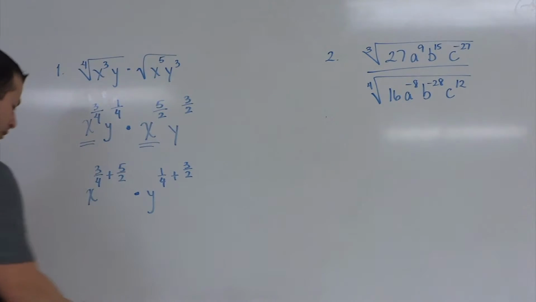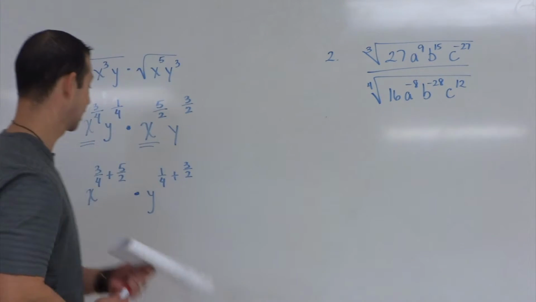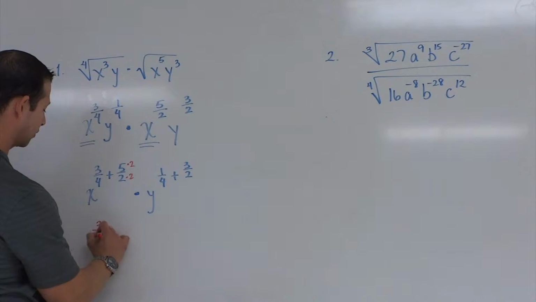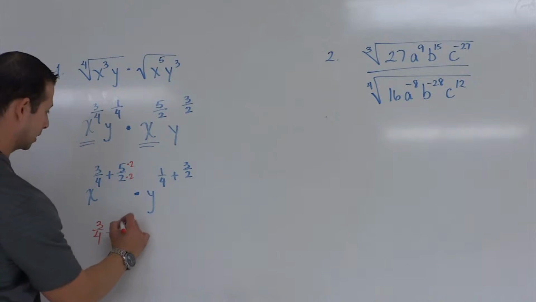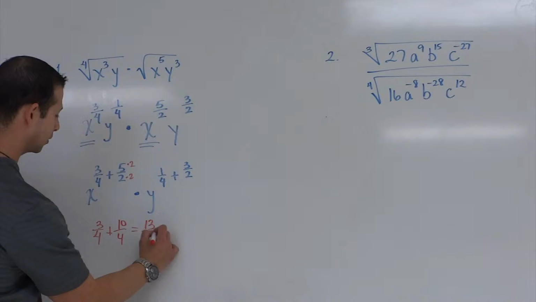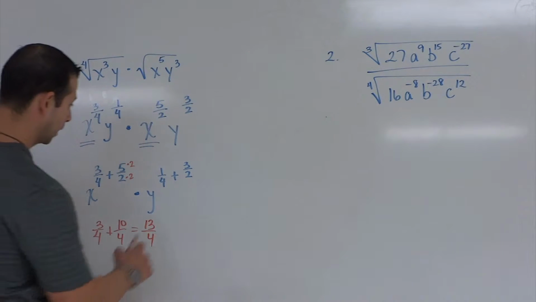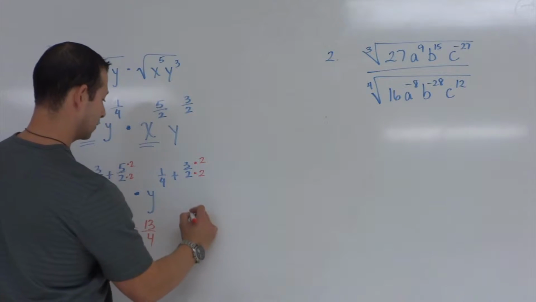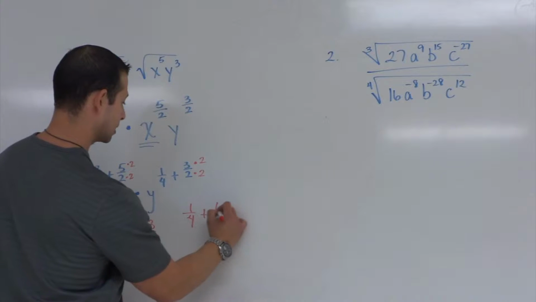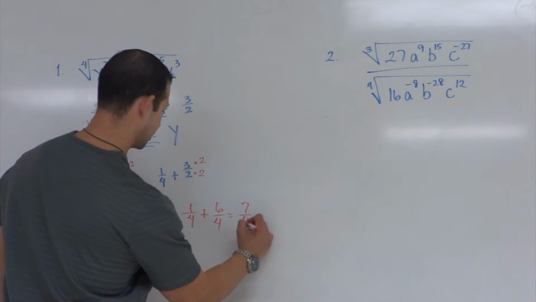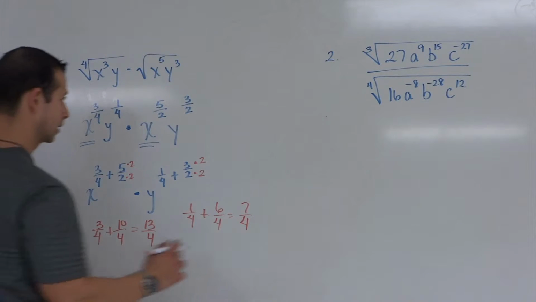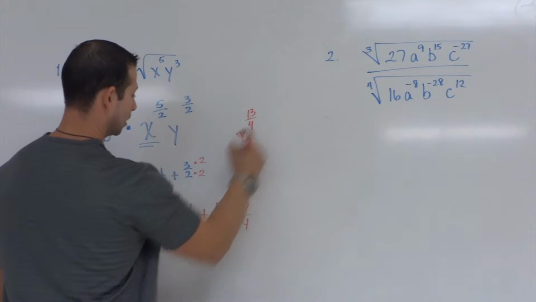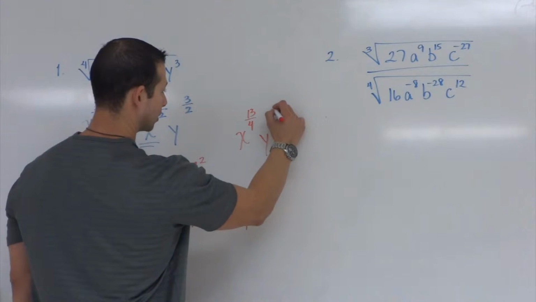Okay, now just like you remember from elementary school, you're going to go ahead and do the common denominator, which is 4. So this is going to give you 3/4 plus 10/4, or that's going to give you 13/4. Okay? In this case over here, multiply by 2, and this is going to give you 1/4 plus 6/4, which is 7/4. So now when I rewrite this, okay, I'm going to have x to the power of 13/4, and then y to the power of 7/4.